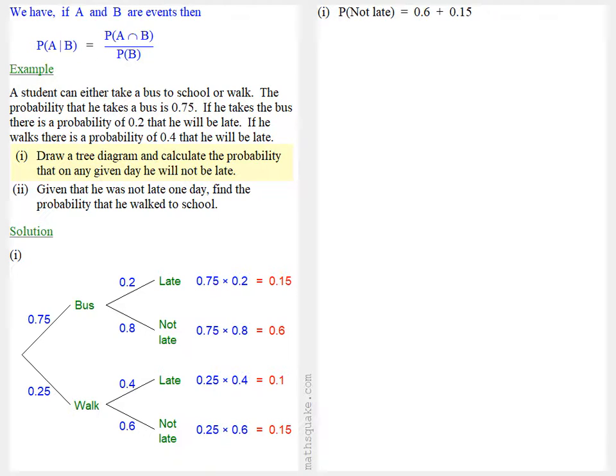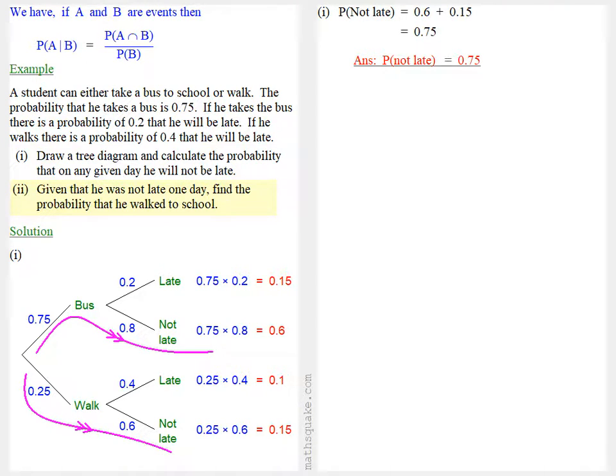Now for part 1, we want to find the probability that he's not late. Well, he may go by bus and not be late. That has a probability of 0.6. Or he may walk and not be late. That is a probability of 0.15. Now one of those can happen or the other can happen, and so we add the probabilities. That means the probability that he's not late is 0.75.